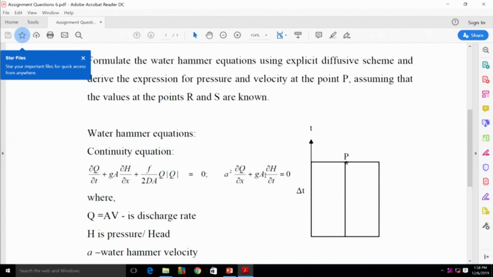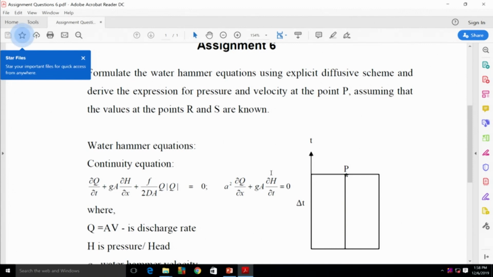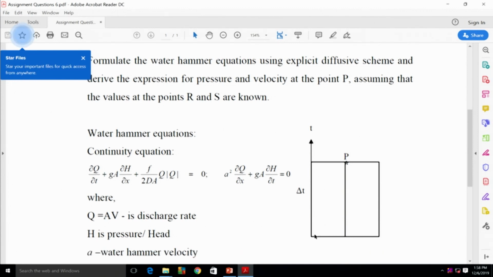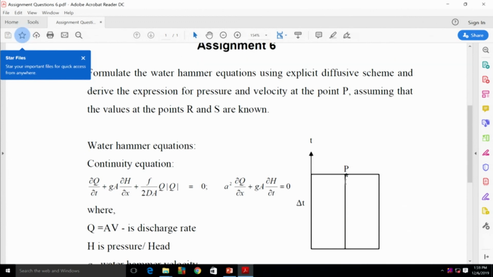As we have already seen earlier, you can use the explicit diffusive scheme for this. For example, if you assume that the values at these locations are known, you can explicitly find the pressure or the head H at this location, and also the velocity or the flow rate can be found by using the explicit scheme. So, that is about assignment number 6, lecture number 6 in module number 4.